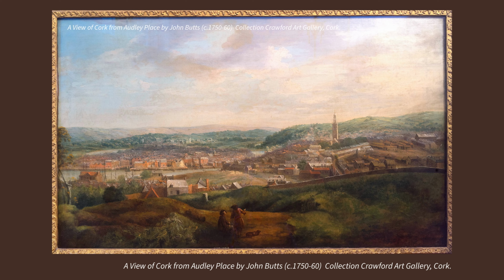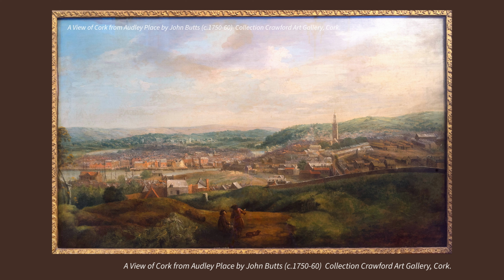He then has a little tree on the left-hand side, which acts like a wing. They call it a coulisse, and it again adds to the perspective that we're seeing here. And then the River Lee meanders through the centre of the painting, and that creates a more calming effect as well. The interesting thing about this painting is this is not actually how Cork looks.